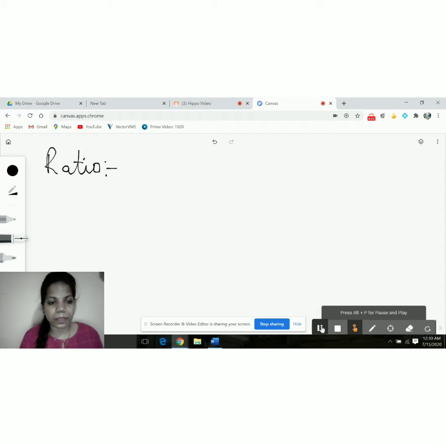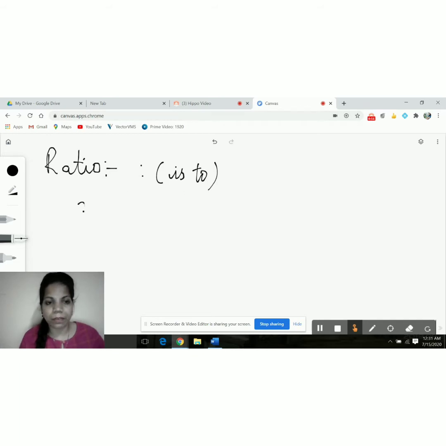Yes children, now we will see what is ratio. Ratio is comparing any two quantities by means of division. By means of division we will compare any two quantities and also find the relationship between those two quantities. The symbol of ratio is this colon, and we will pronounce it as "is to".